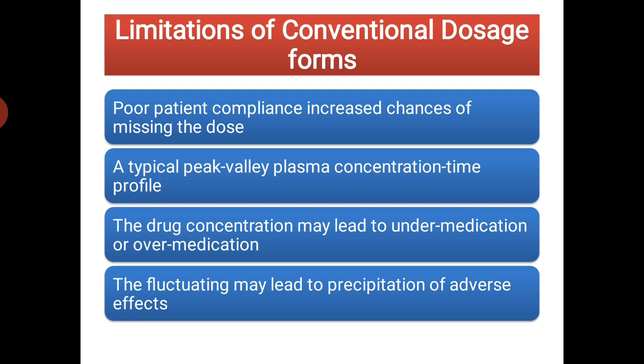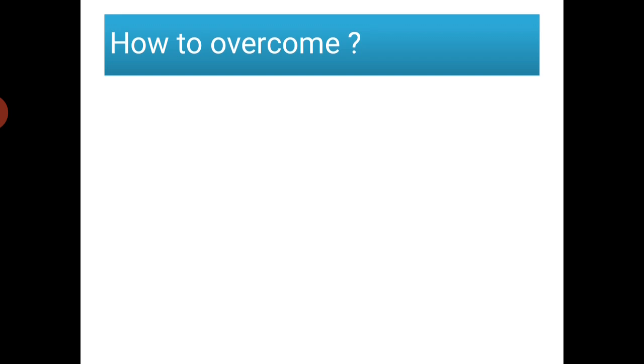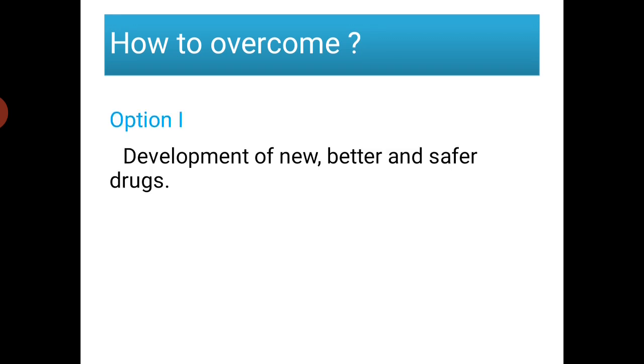Now we understood the graphical representation of how a drug molecule administered orally as a conventional dosage form behaves in our systemic circulation and what the limitations are. Now let us see how to overcome these limitations of the conventional dosage form. Option number 1 is the development of a new, better and safer drug molecule. That means we should develop a drug molecule that can overcome all the fluctuations.